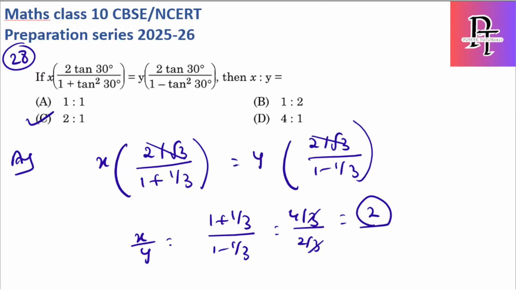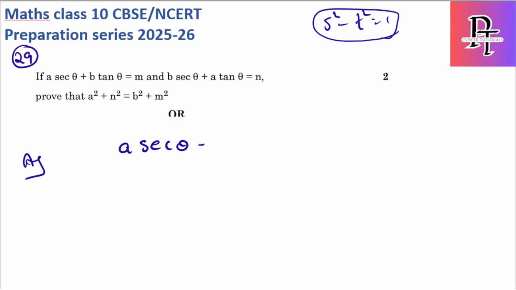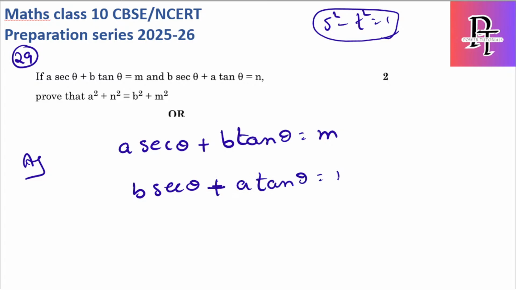Okay, let's move to the 29th. If a secant theta plus b tan theta is equal to m and b secant theta plus a tan theta is equal to n, then prove that a square plus n square. For this question you have to remember the identity related to secant and tan, which is secant square A minus tan square A is equal to 1. You have to remember this to solve this question. Okay, we have a secant theta plus b tan theta is equal to m. We have another one, which is b secant theta plus a tan theta is equal to n.